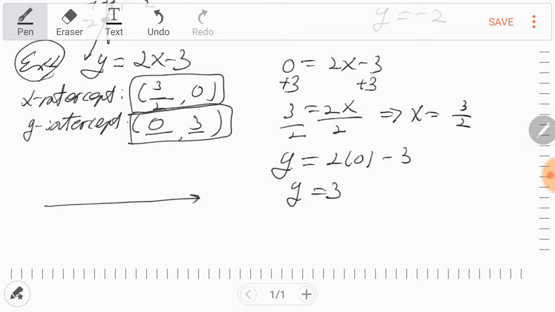And if we plot these two, the x-intercept and the y-intercept, the x-intercept is 1, 2, then 3/2 is over here. The y-intercept is x equals 0, y is 3. 1, 2, 3. So connecting these 2 points is the graph of the linear equation.